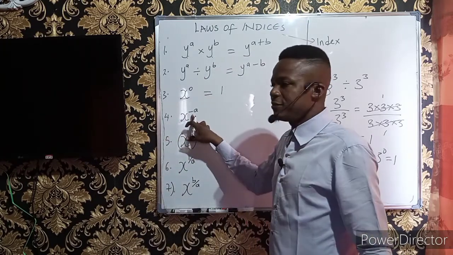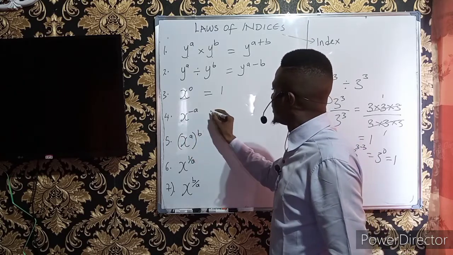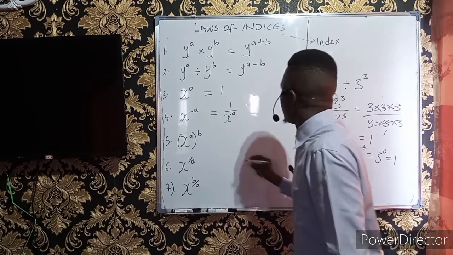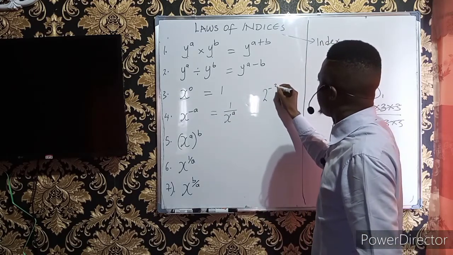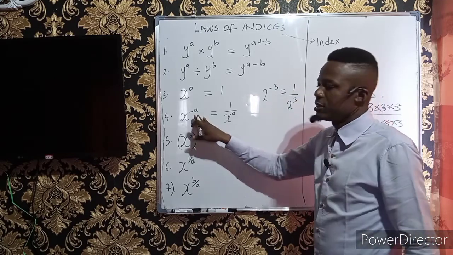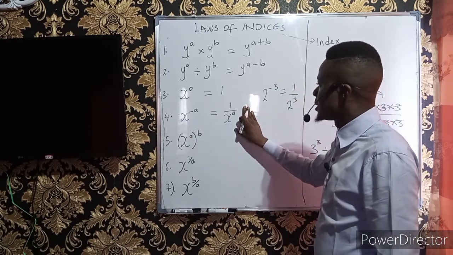Now, when you have a negative index, x power of negative a, this can be written as 1 over x power of a. Assuming you have, let's say, 2 power of negative 3, this can be written as 1 over 2 power of 3. This is a negative index, so this is how you simplify it.